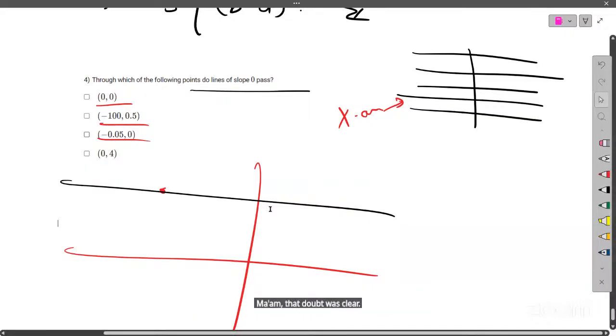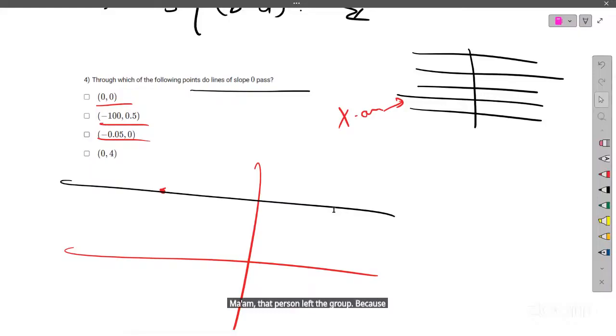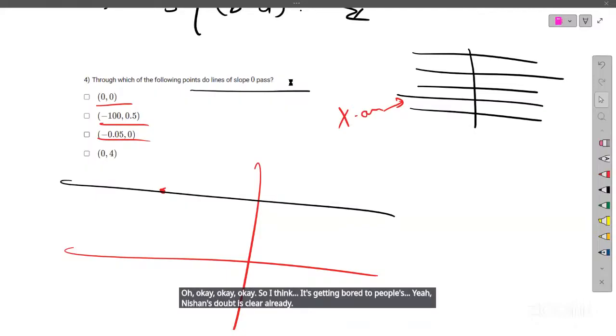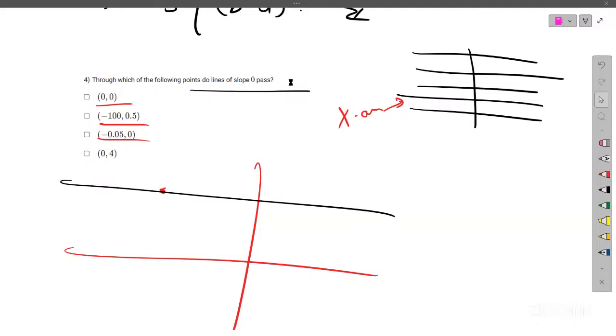Ma'am, that person left the group because the doubt was clear. Sorry, what? The person who asked this question left the meeting. Oh, okay. So I think it's getting boring for people. Yeah, the doubt is clear already. Moving to the next question.